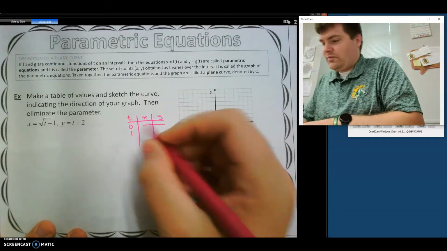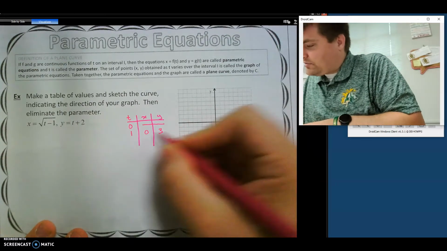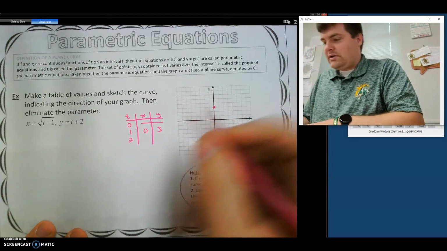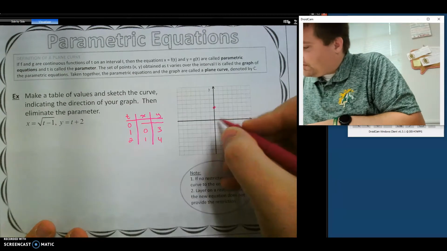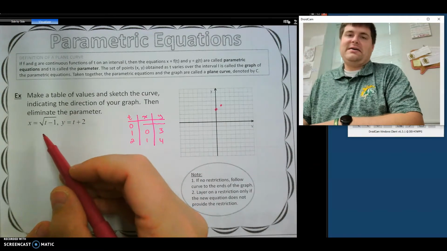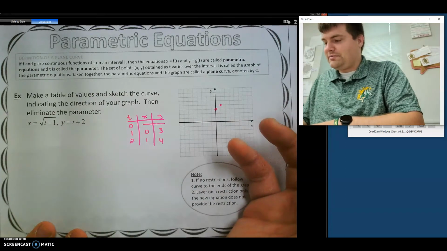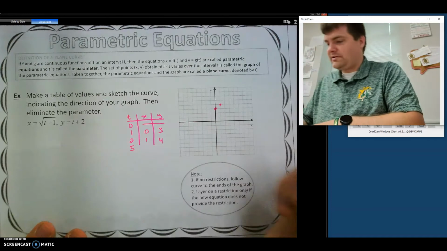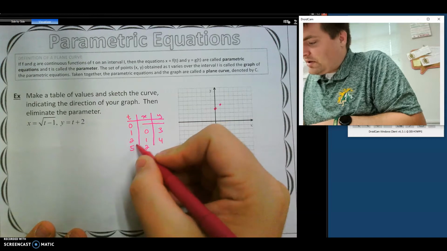T equals 1. Well, that will work because x will be 0 and then y will be 3. So I'll plot that real quick. So 0, 3. Plug in a 2. x is 1, and then y is going to be 4. Plug in a, well, I don't want to plug in a 3 because I don't like sketching a root 2. So the next nice pretty number to plug in, probably not 3, not 4, 5 would work. So 5 is a nice little number there. So plug in a 5. I'm going to get root 4, which is 2, and then I'm going to get 7.